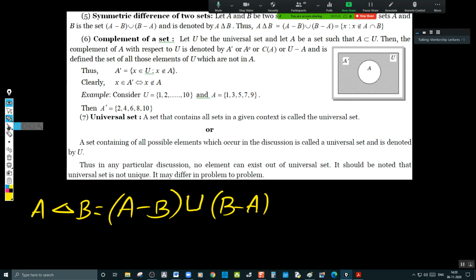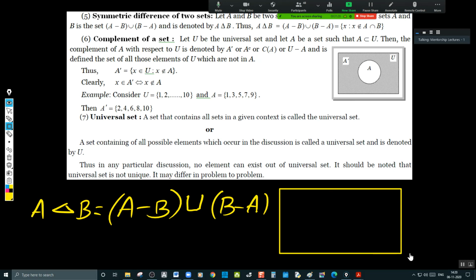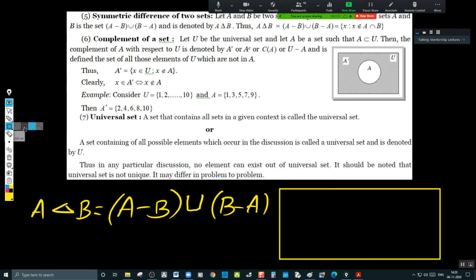If I show you this through the diagram, you will better understand it. Just wait, I'm drawing the diagram. What is the symmetric difference? Symmetric difference is defined to be A minus B union B minus A. That means we have to subtract the common area. The common area is to be deleted.